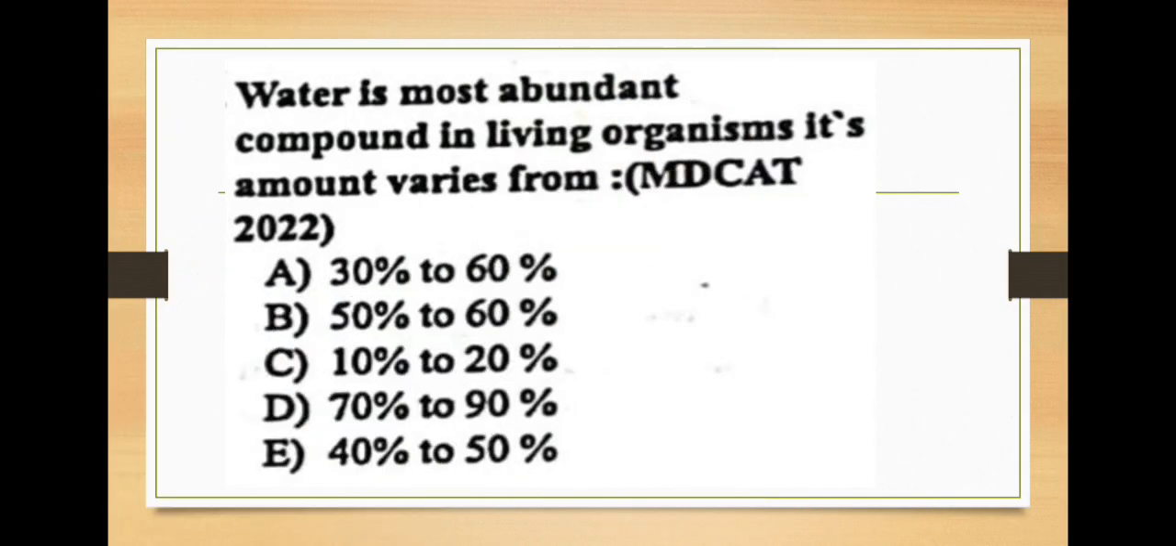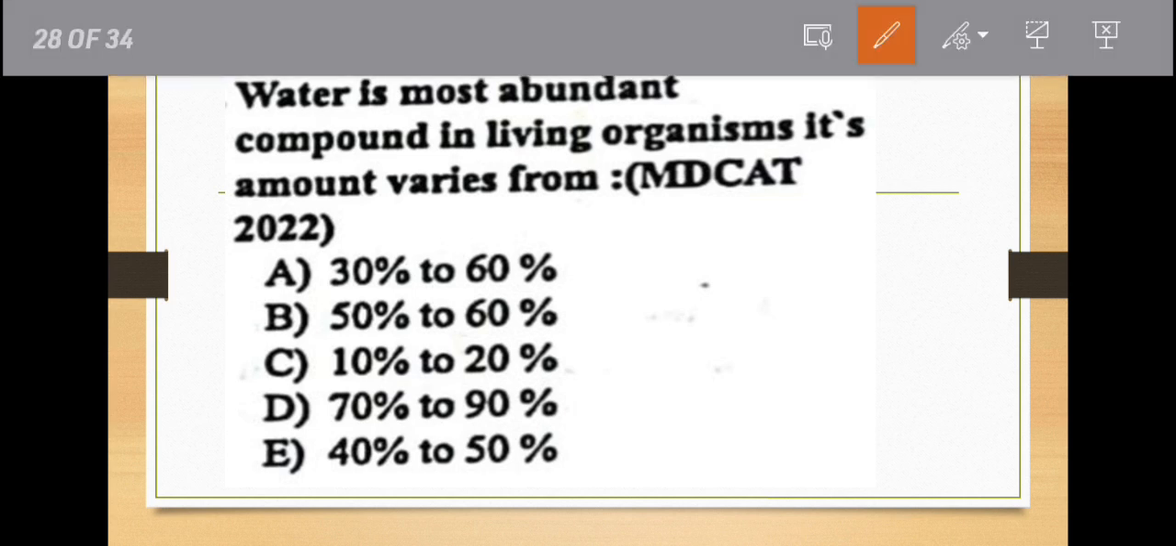Water is the most abundant compound in the living organism. Its amount varies from MDCAT 2022. A, 30 to 60%. B, 50 to 60%. C, 10 to 20%. D, 70 to 90%. E, 40 to 50%. Water varies in the living organisms from 70 to 90%.